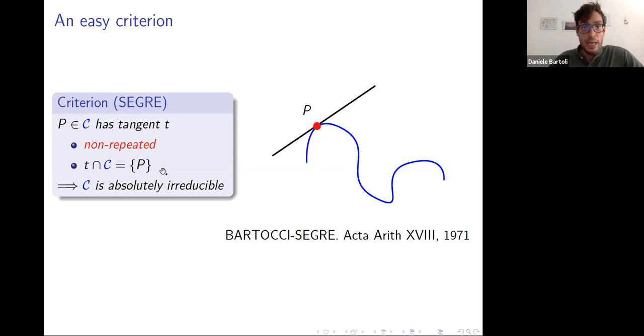Well, this criterion says that if you have a curve in blue and you can find a point P, this point must be not Fq rational, it can be in the algebraic closure in general, but the important fact is that you can find a tangent line through it, which is non-repeated among the set of all the tangent lines to it. And this line intersects your curve at just this point P. Then, if these two things happen, you can say that your curve is absolutely irreducible. So it's very specific, and usually you cannot apply this criterion to your curve.